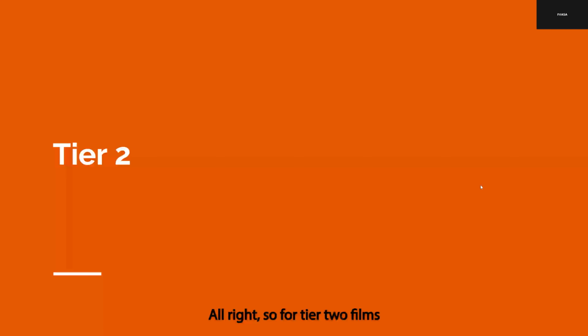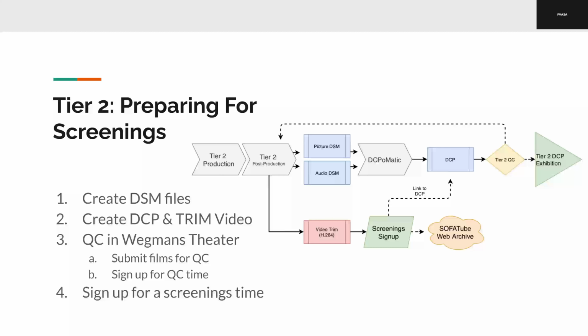All right, so for Tier 2 films, things are a little bit different. Instead of just exporting it as is, you want to make sure you create the digital source master, or DSM, files. You'll create one for your visual, or picture DSM, and then one for your audio DSM. Once those are done, you're going to create a DCP by combining the two, as well as a trim video. And then you'll have a specific QC time in Wegmans Theater. Once you submit your films for a QC, you'll sign up for a specific time and we'll just go over your film and make sure everything is set for us. And then finally, you'll sign up for a specific screening time.